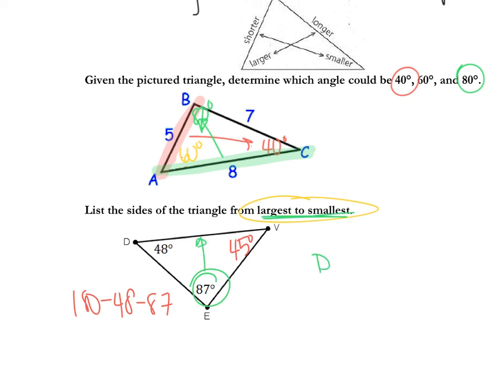So across from this is going to be segment DV. Then 48 degrees is the next angle. So across from that is BE. And then finally, 45 degrees is the smallest. So across from that is DE. So we will finish up that one proof in class.